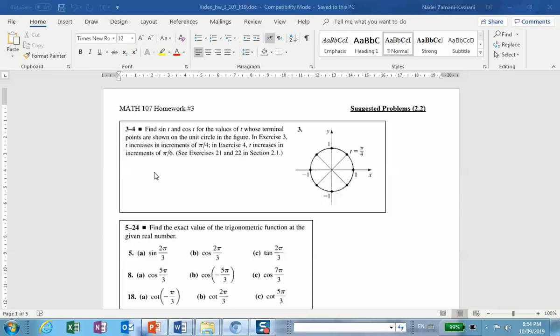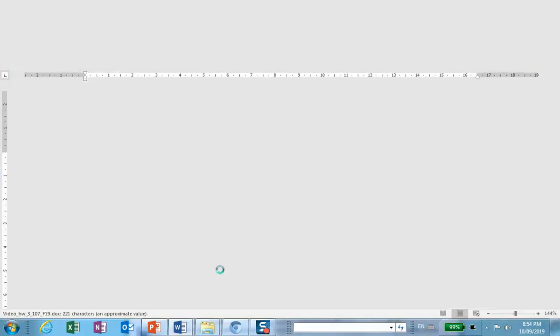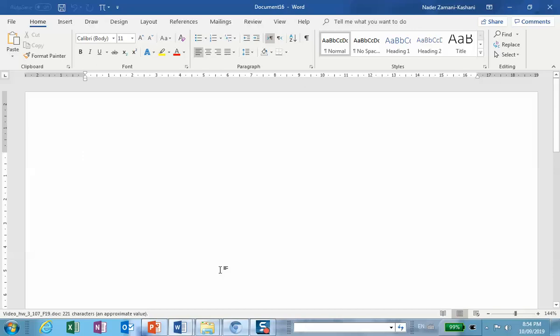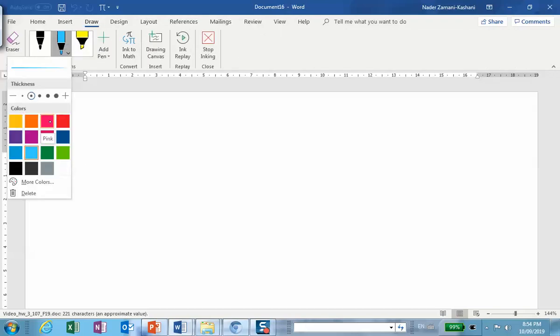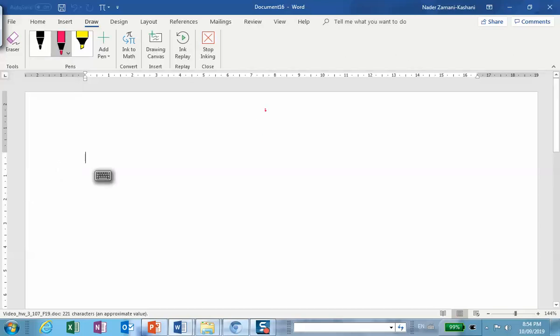Before I do this problem, I want to emphasize that there is quite a bit of memorizing involved in these problems. Let me remind you what it is that you have to memorize, and there are no ifs and buts. You really have to do it, because the calculator will carry you only so far. So here's a trig circle.